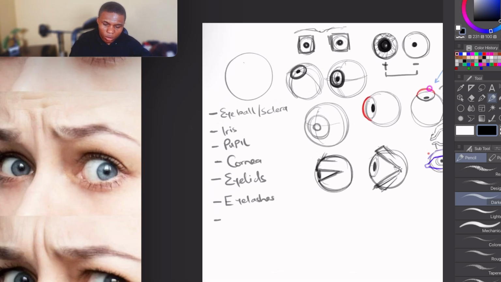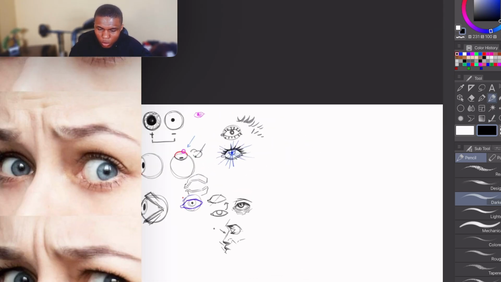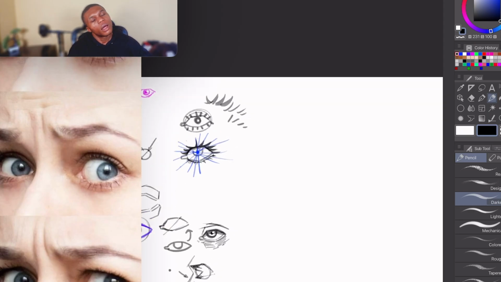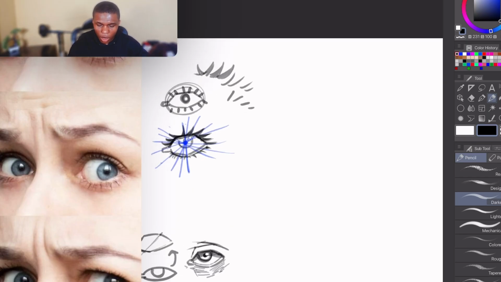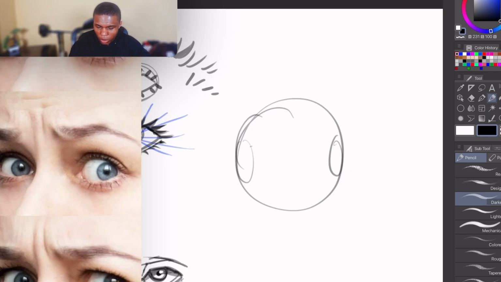And then another thing you need to know is the placement of the eyes on the face. This is where I'm always going to bring it back to drawing the skull, right? So when you look at the skull, one thing I talk about is using boxes. So we have 1, 2, 3, 4, 5 boxes.